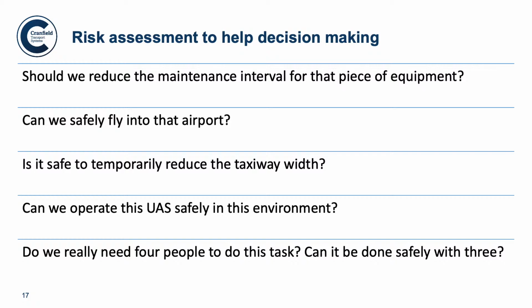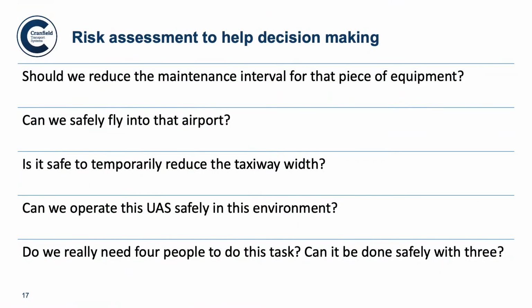So some examples there. Should we reduce the maintenance interval for that piece of equipment? We could save some money by doing that, but what are the risks? Then we have to go through that hazard identification and risk assessment process. Can we fly safely into a specific airport? Is it safe to temporarily reduce the taxiway width at some part of an airport, for example, and so on and so on. So these are all things that we would need to carry out a risk assessment before we actually make that change to that activity.